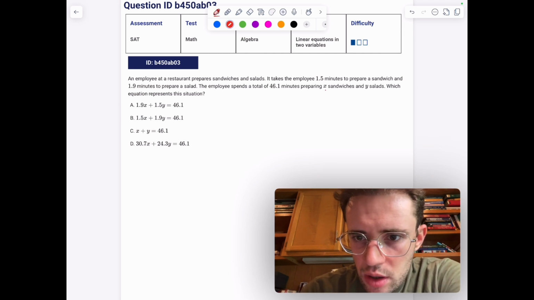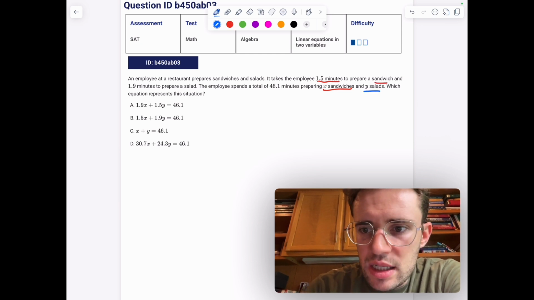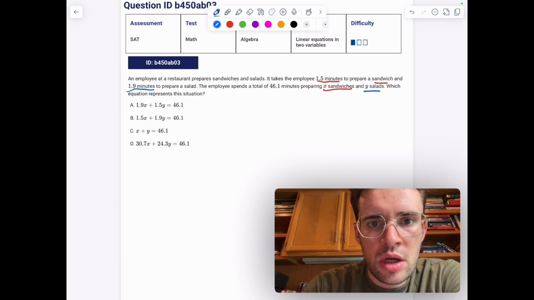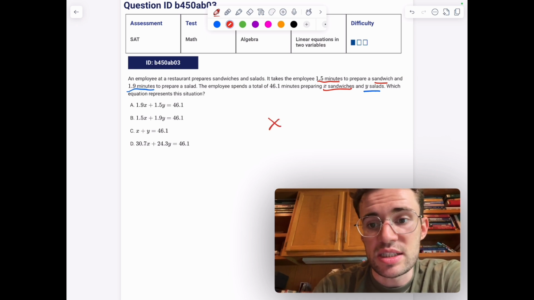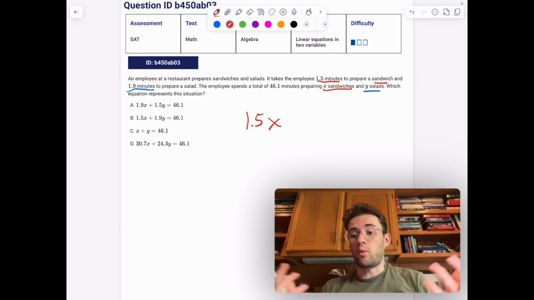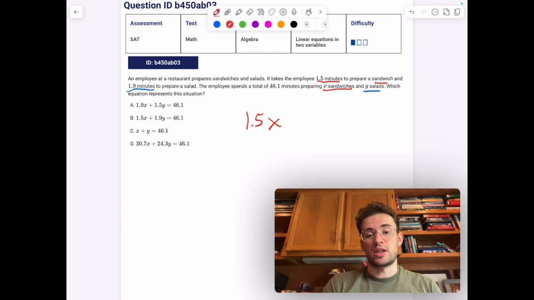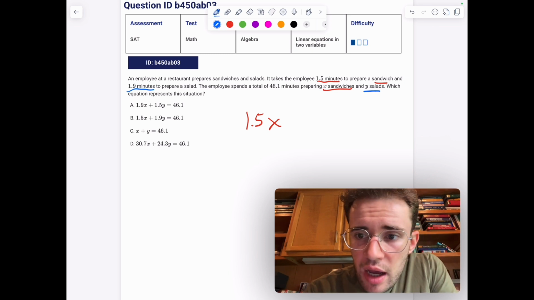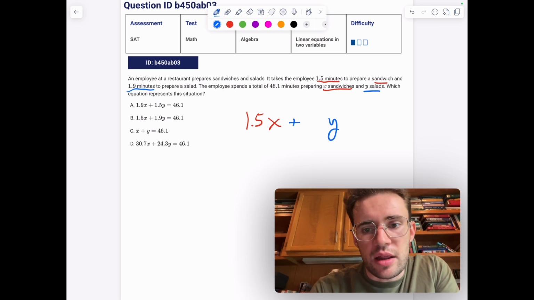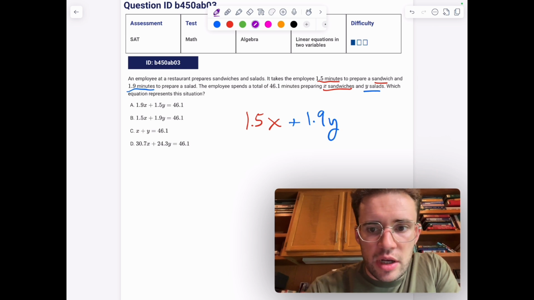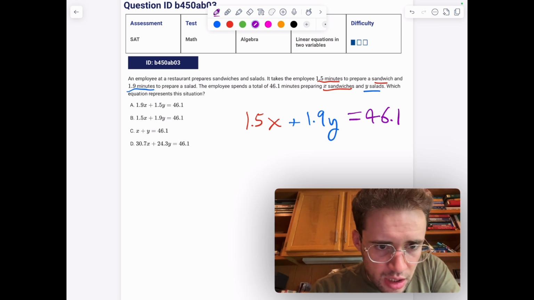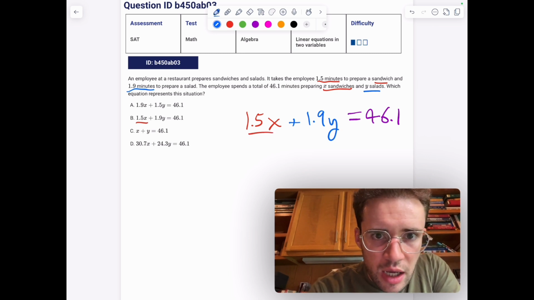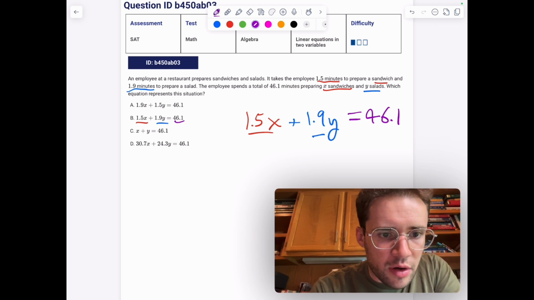Let's first say x is the number of sandwiches, and each sandwich is 1.5 minutes. And then y is the number of salads. It takes 1.9 minutes. So if you want the total amount of time spent making sandwiches, it'd be the number of sandwiches times the time per sandwich. Just logically, if you make one sandwich, that takes 1.5 minutes. If you make 2, that's 3 minutes. If you make 10, that's 15. And then we've got the number of salads times the time per salad, so times 1.9. And that should add up to the total time, which is 46.1. So we want something that looks like this: 1.5x plus 1.9y equals the total time. Perfect. So it's going to be B.